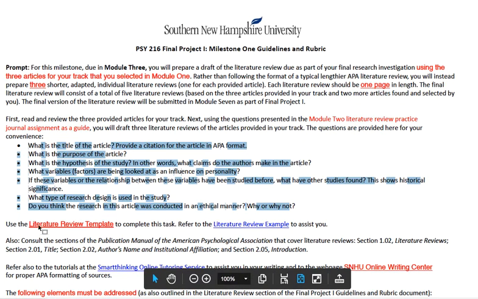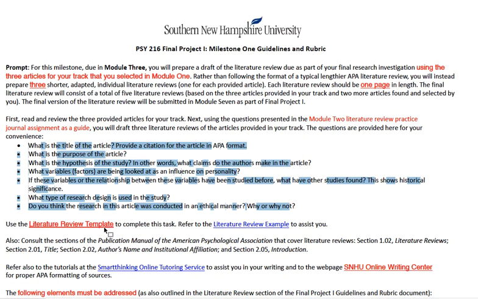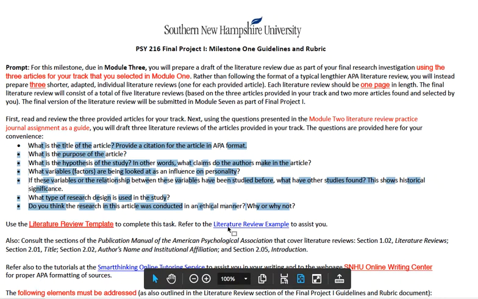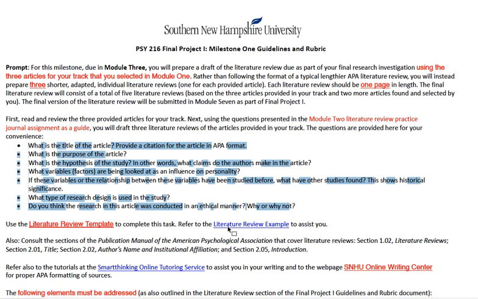To guide you, you have the literature review template available. So refer to that. You're going to have three of those completed. And if you want to review the literature review example, that's a completed literature review that highlights what's expected for you for this assignment.